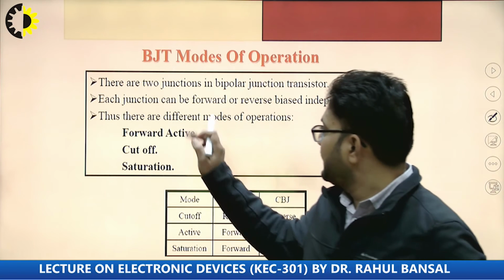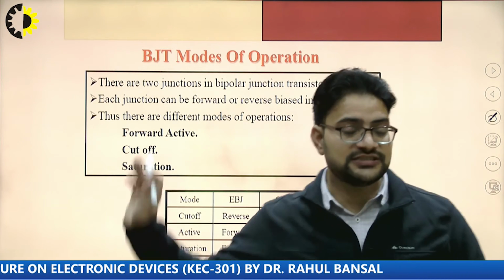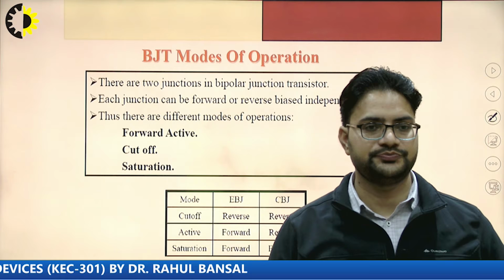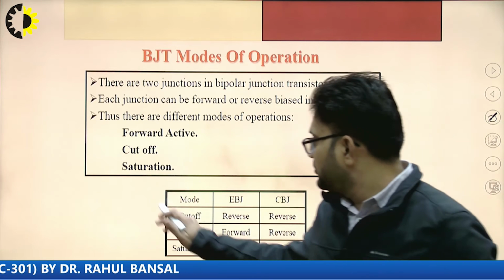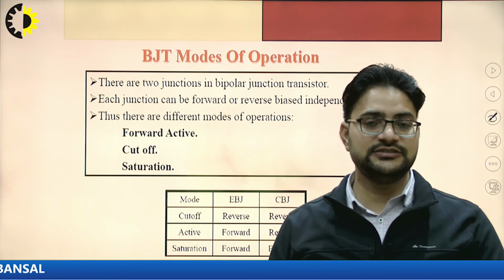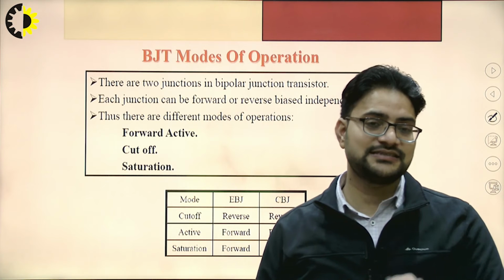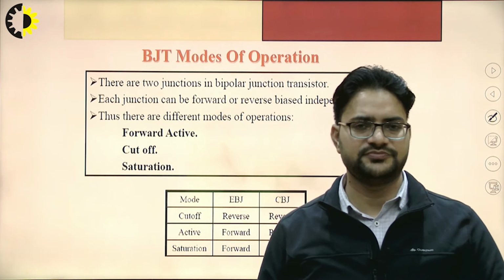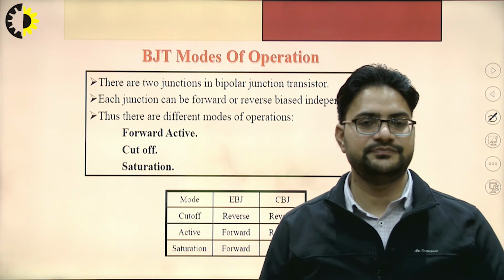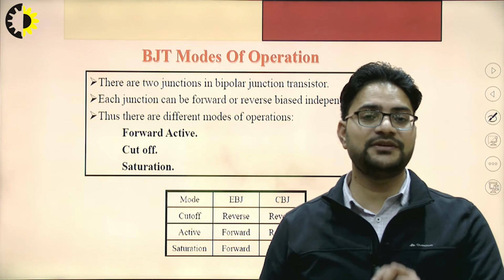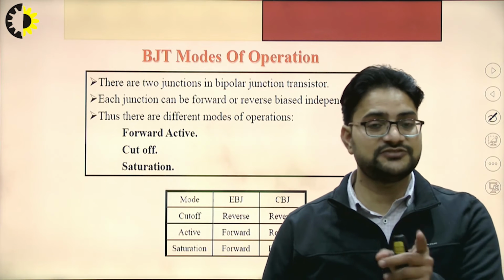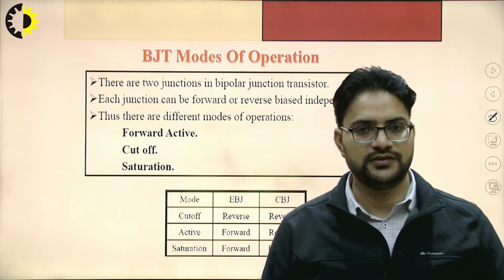Next are the modes of operation, which is very important from the examination point of view, right? Broadly, a transistor works in 4 different modes, but the applications are in 3 different modes, right? These modes are decided with respect to the emitter base junction and collector base junction biasing, whether it is forward biasing or reverse biasing, right?